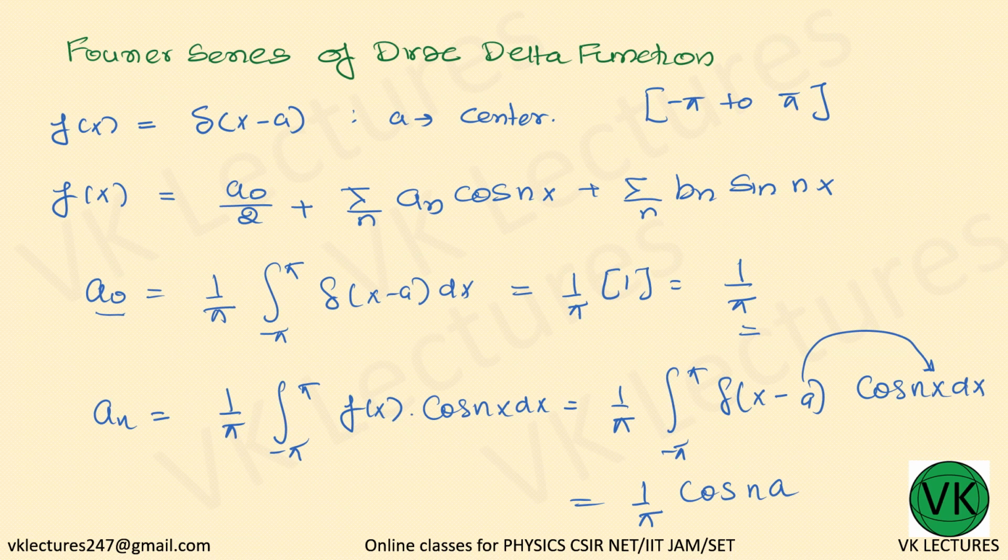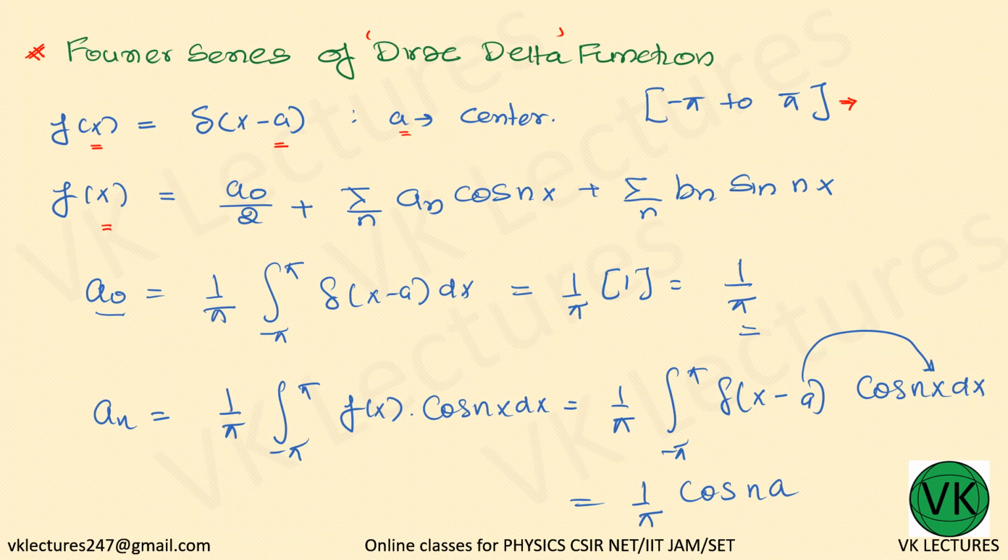Now we are going to see the Fourier series for the Dirac delta function. The Dirac delta function is given by f of x equal to delta of x minus a, where a is the center of this Dirac delta function, and it is varying from minus pi to pi. Now the Fourier series we have to define in the range minus pi to pi.